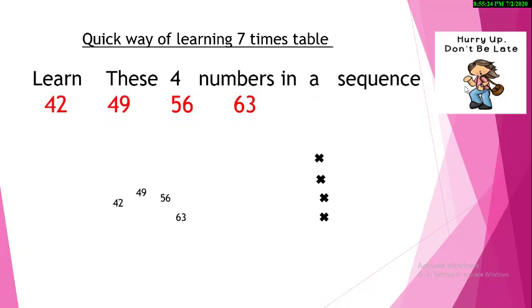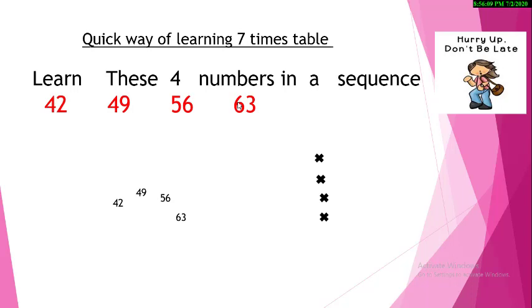To learn the 7 times table, first of all, the trick is to start by learning these 4 numbers in a sequence. Repeat after me: 42, 49, 56, 63. This is something you need to learn, just like cramming. Just start the cramming and learn these 4 numbers in a sequence, like me: 42, 49, 56, 63. Got it? 42, 49, 56, 63. Make sure that you learn these numbers in a sequence.